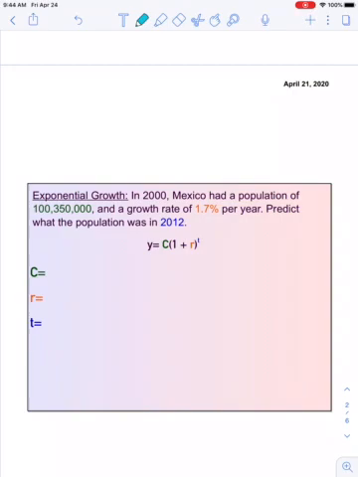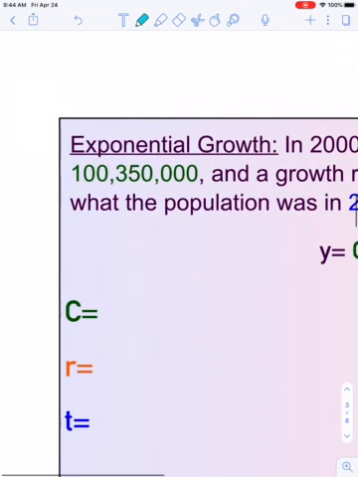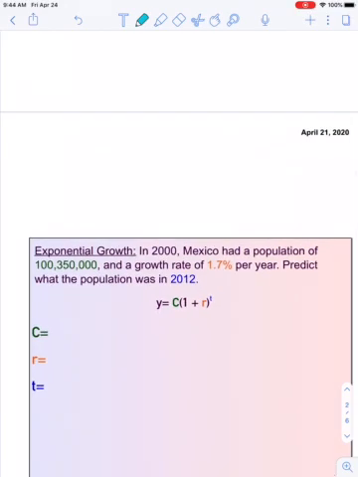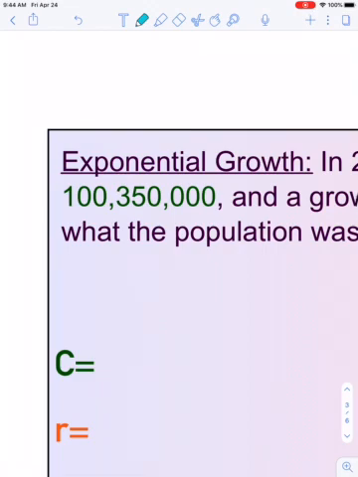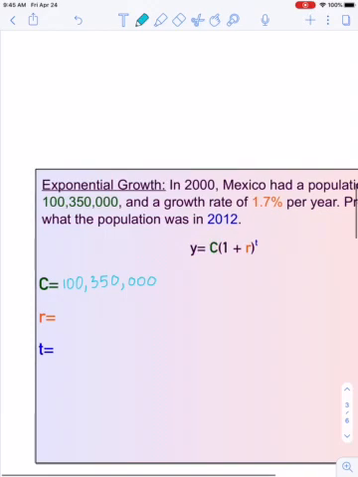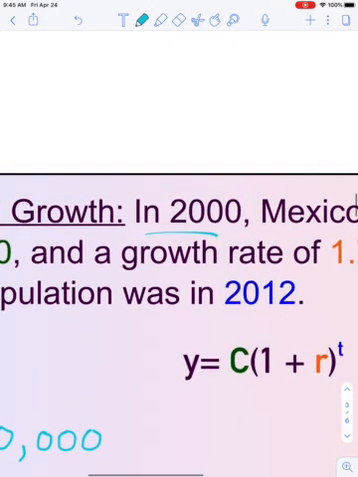Ms. Bowerman made these notes for you, and she even put these things in with color coding, which is really nice of her. So C is the initial amount. How much did Mexico have when you started counting? That is the 100,350,000. That's your initial amount. That's how much they had at the beginning of all of this.